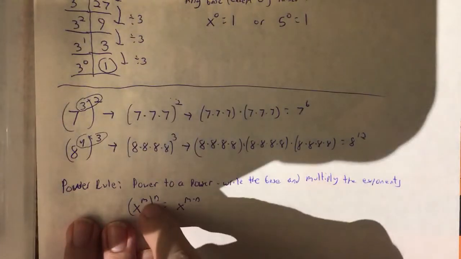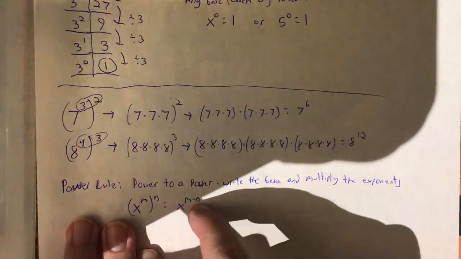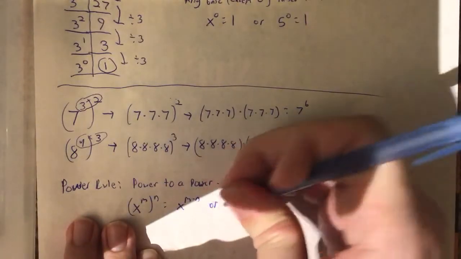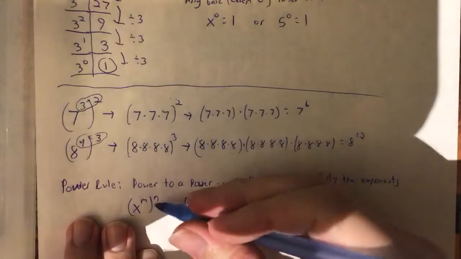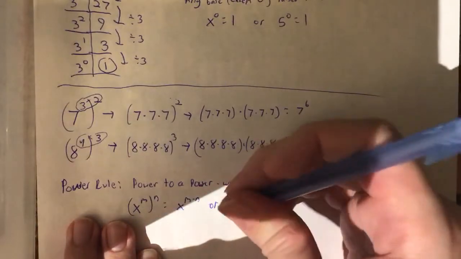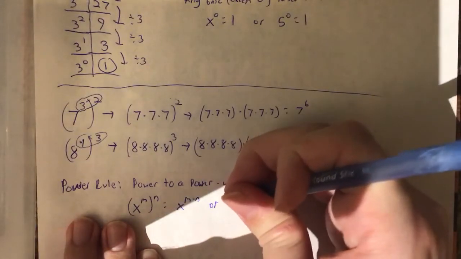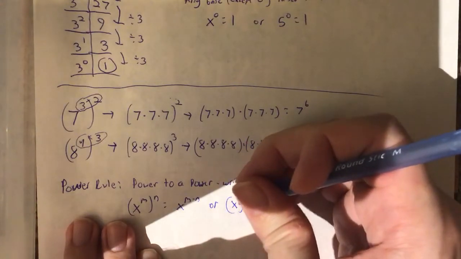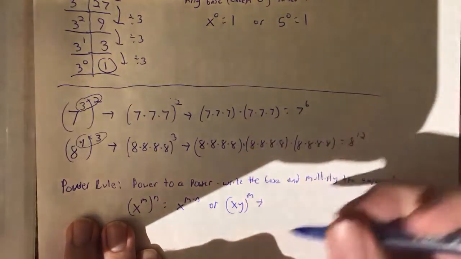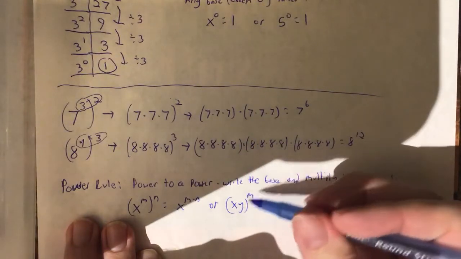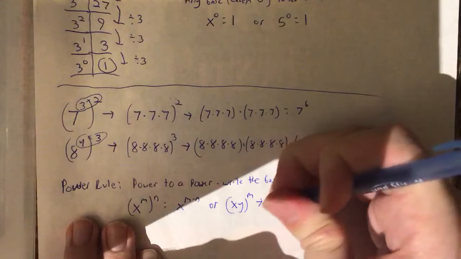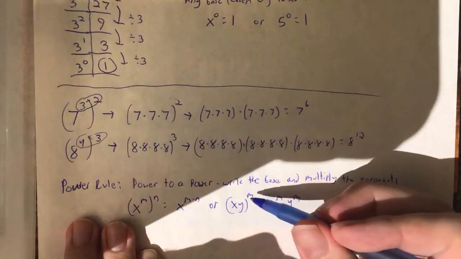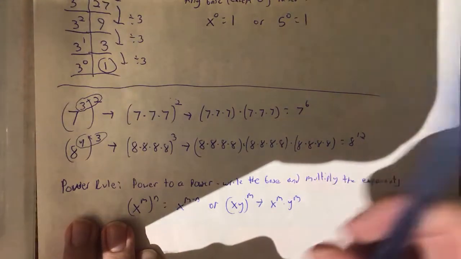So x to the m to the nth power is really just x to the m times n power. Or it doesn't just have to be a single base. I could have 2 different bases. So if I have 2 different bases being multiplied to a power in parentheses, this just becomes x to the m times y to the m. I take each piece separately and raise it to the power.